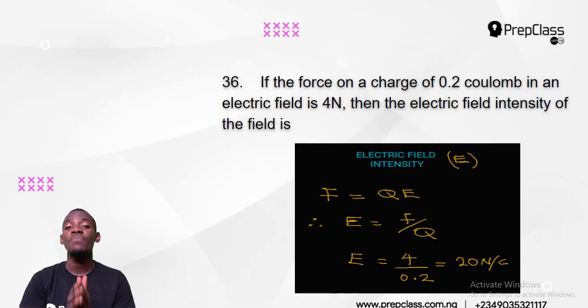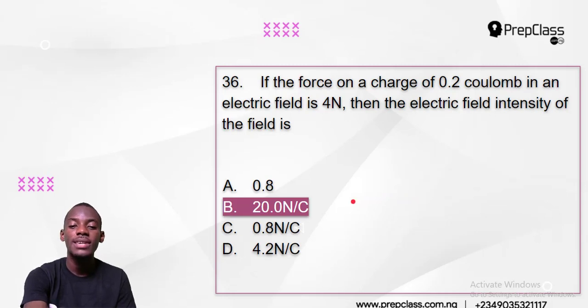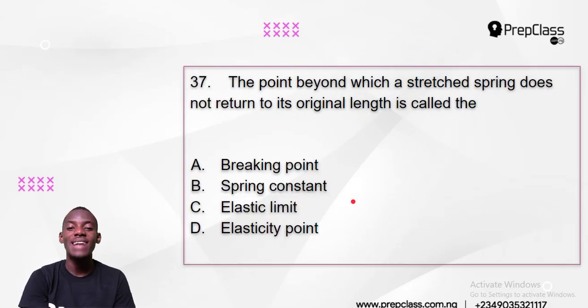In a later video on electric field, we will better explain all the various aspects of the electric field. But the formula for electric field intensity is E equals F over Q. And if I were you, I would pen it down somewhere. It's very, very important to know that. So the answer to that question is just 20 Newton per coulomb.